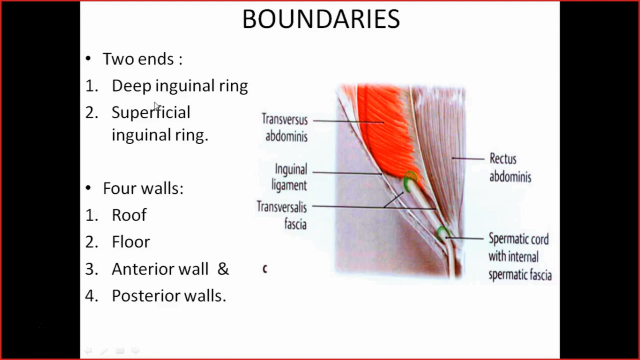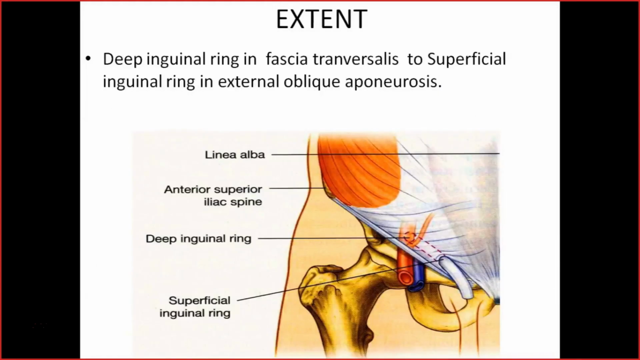You can make out the two ends, deep inguinal ring and superficial inguinal ring. Then we will have some other boundaries, such as the roof forming the upper part of the inguinal canal, the floor, the anterior wall covering it, and behind we will have the posterior wall. So altogether we will have 6 boundaries which form this inguinal canal. About each boundary we are going to see the details.